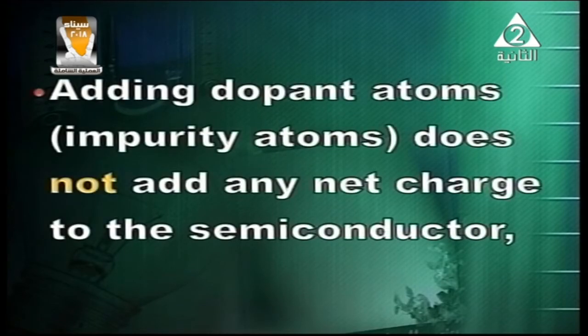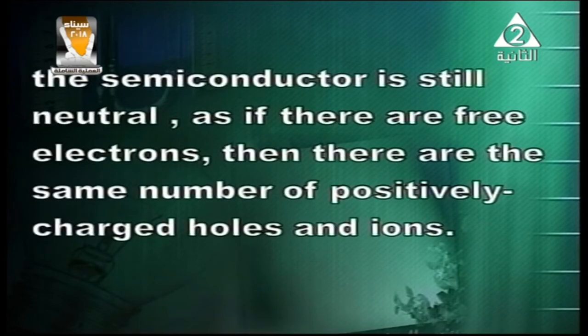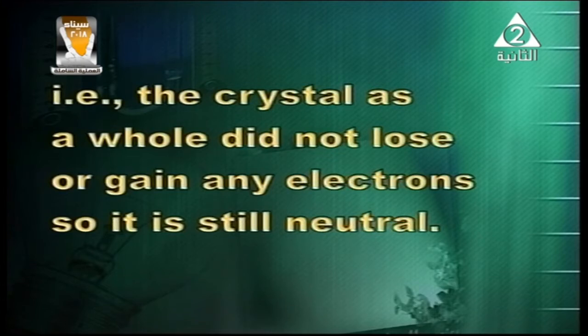We've got something important here. Your attention, please. Adding dopant atoms, impurity atoms, does not add any net charge to the semiconductor. This is very important. So n-type semiconductor is still neutral. Let me say it again. Adding dopant atoms does not add any net charge to the semiconductor. The semiconductor is still neutral, as if there are free electrons, then there are the same number of positively charged holes and ions. That is to say, the crystal as a whole didn't lose or gain any electrons. So it is neutral.